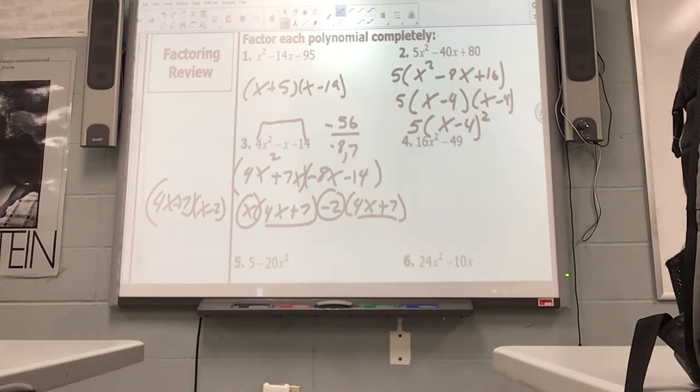Number 4 does not have a GCF other than 1, but there's only 2 terms and it's a subtraction problem, so that makes us check to see if it's a difference of squares or not. Square root of 16x squared, is that a perfect square? Yeah, 4x. Square root of 49, is that a perfect square? Yeah, 7. So you got a 4x and a 7, and a 4x and a 7. One of them gets a plus, one of them gets a minus. That's it.